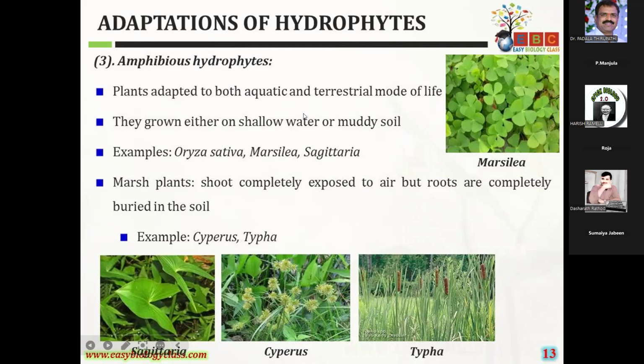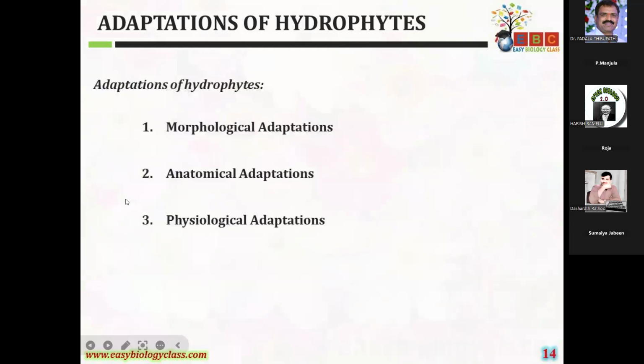If the water is available, they can grow in water. Otherwise, they can also grow in the terrestrial mode. For example, marsh plants: here, marsh plant means the shoot is completely exposed to air, but the roots are completely buried in the soil. Examples are cypress and typha. So these are the marsh plants.